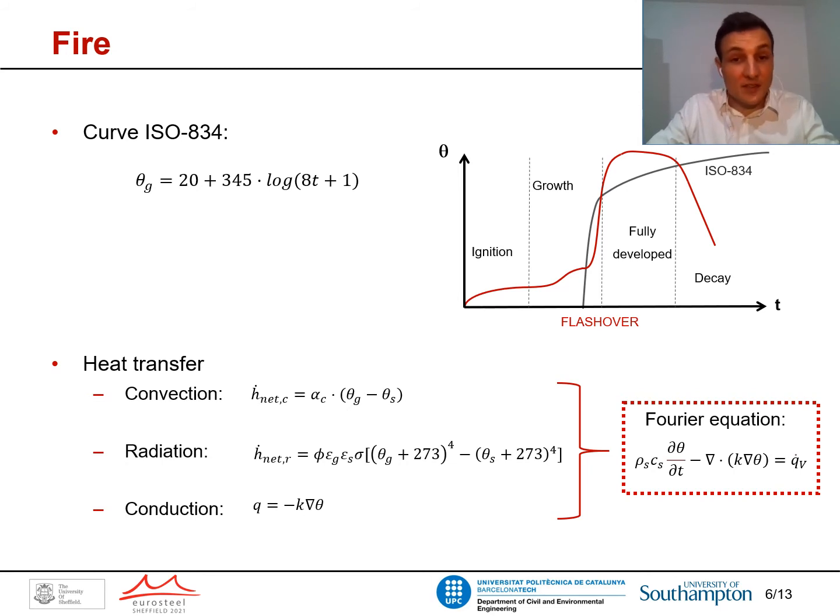Well, based on the standardized curve of gas temperature in fire situation provided by the Eurocodes, the ISO 834 shown here, the temperature of the structure can be easily obtained by solving Fourier's equation, which is ruled by three physical phenomena: convection, radiation, and conduction.